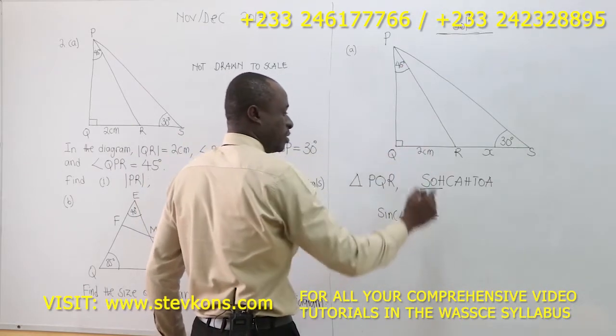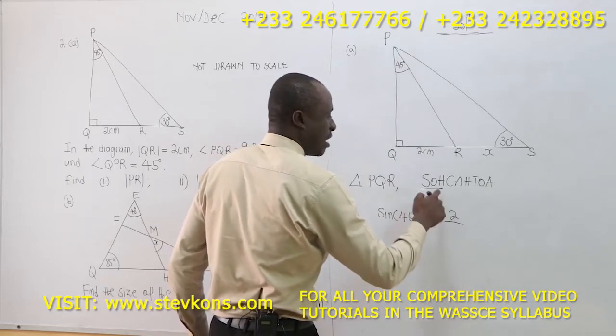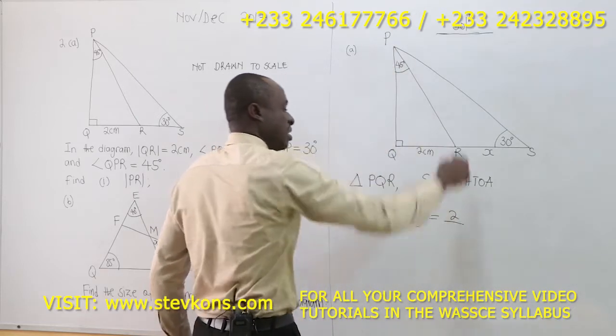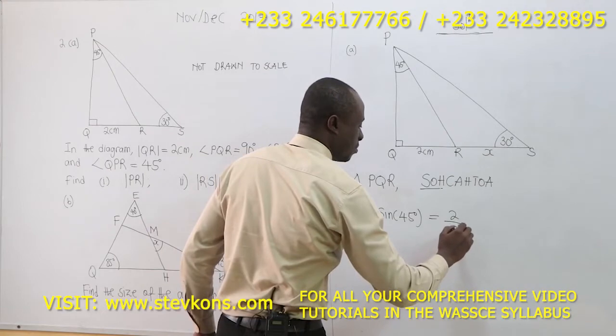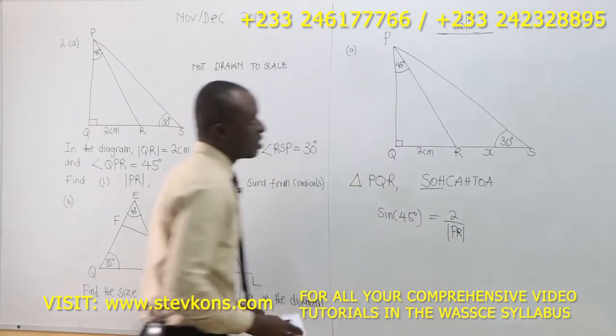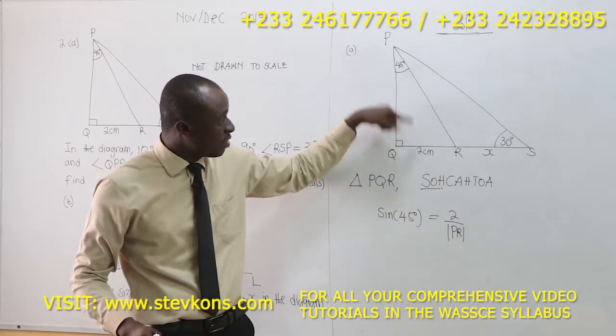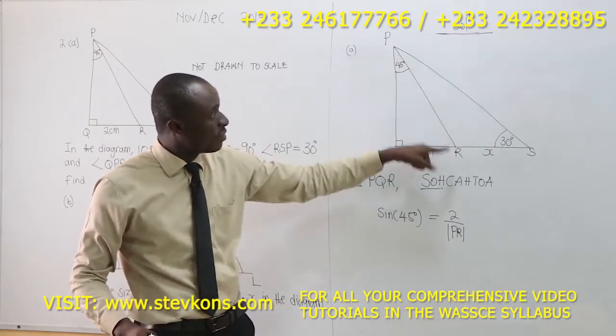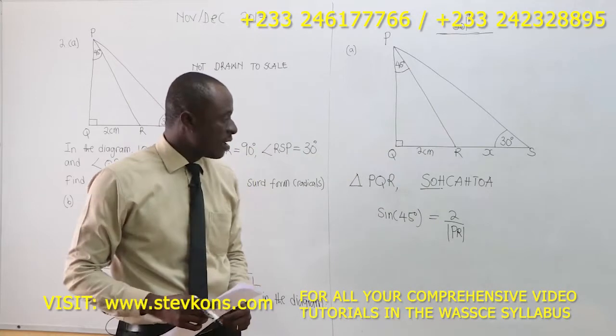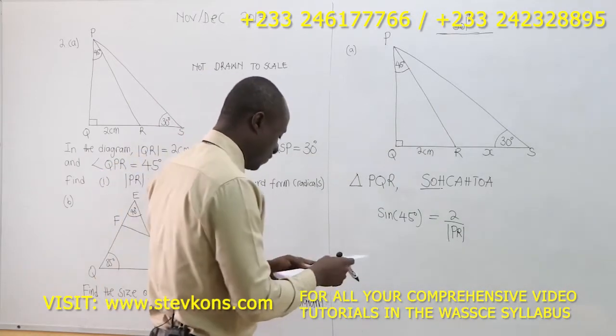Where is it facing? Opposite, which is 2 over hypotenuse. What is the hypotenuse? The hypotenuse is PR. Sine 45, so opposite over hypotenuse. So where is the angle facing? 2 out of the hypotenuse, PR. Calculate: what is sine 45?